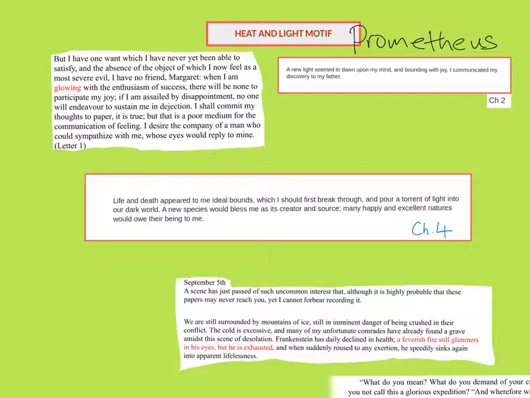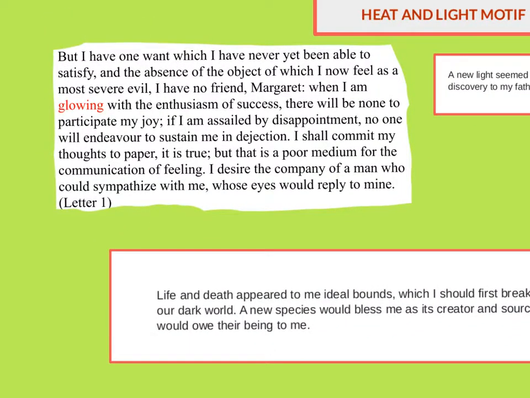So if we start here, we're going a little bit sequentially throughout the chapters, although you don't have to, of course. Early on here in letter 1, we can see Robert Walton starting his expedition, which we'll talk about later as being motivated by ego and vanity, and a male pride as a pioneer. And he writes to his sister, "I have no friend, Margaret. When I am glowing with the enthusiasm of success, there will be none to participate in my joy." Oh, poor Robert. But you can see I've emphasised the word glowing there.